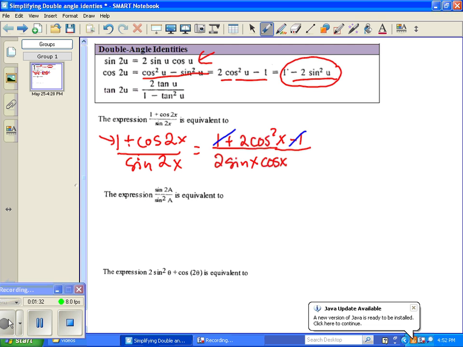These two things cancel out. So we're going to get 2 cosine squared x over 2 sine x cosine x. Okay, so this puts us in a nice place because now the 2's cancel out, and also the cosine from the bottom cancels one of those on the top. So what we have left is just cosine x over sine x, and you should recognize this one as just being equal to cotangent of x.